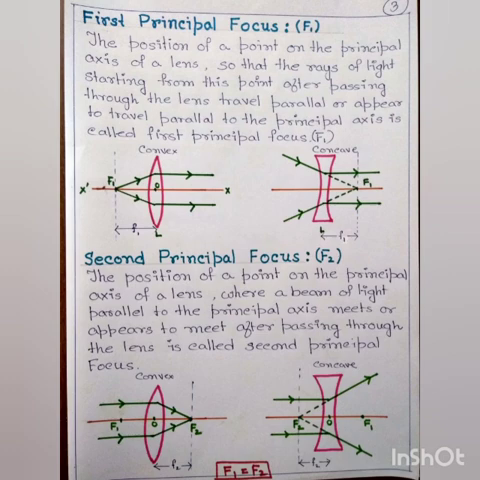If you are considering the incident rays coming from the left hand side, then the second principal focus will be on the right hand side. But if you consider the rays are coming from the right hand side, then the second principal focus of the lens will be on the left hand side. It will solely depend on which direction you are considering for the incident ray. Clear? Same for the concave lens also. f1 or f2 can be on either side of the lens. Clear?